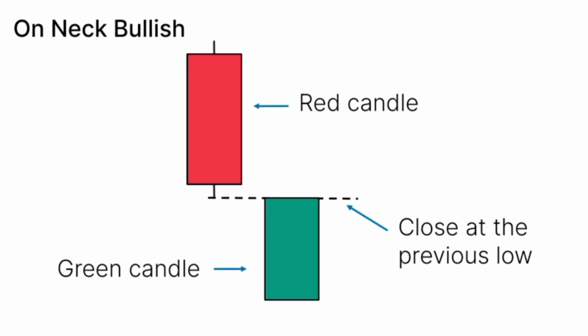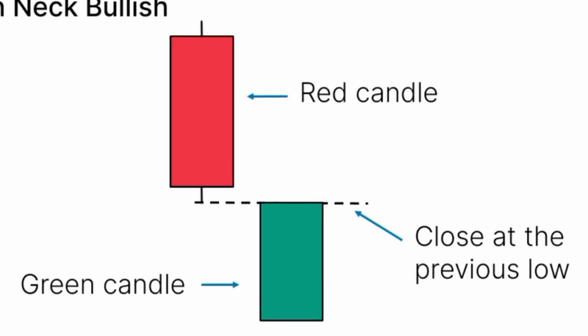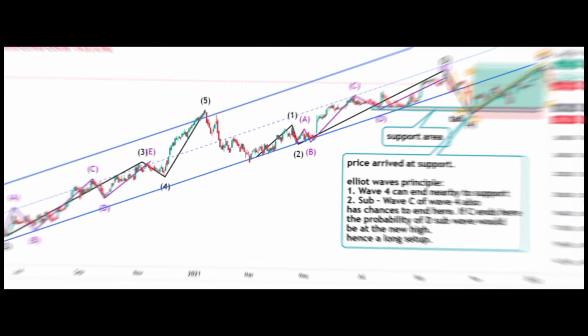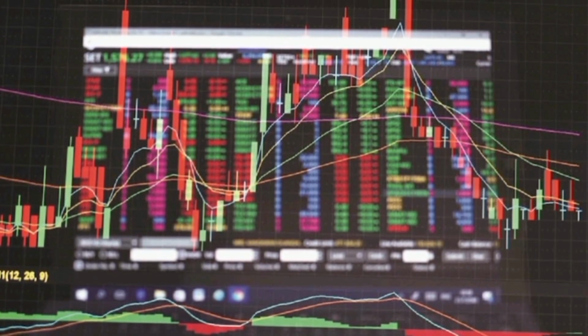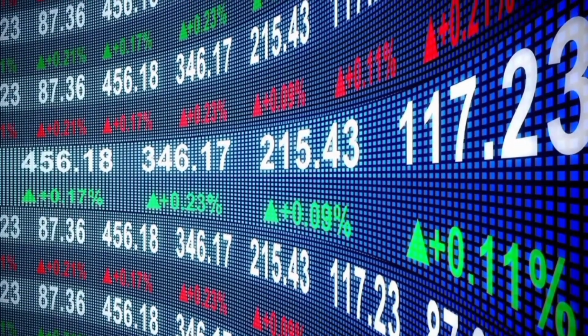When you see 3 or more green candles in a row, that's called a bullish streak. This often suggests buyers are in control, and the market could continue upward. On the flip side, a bearish streak with consecutive red candles shows that sellers are dominating, which could push the market further down.